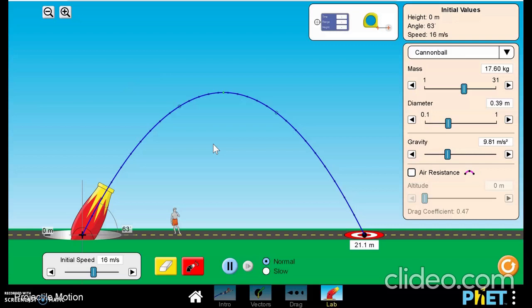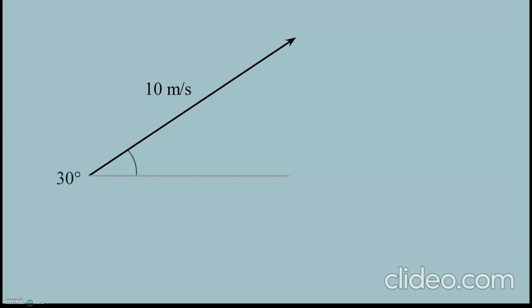So, how do we calculate the vertical and horizontal velocities? It's actually not as hard as you might think. Let me show you. Imagine you shot a cannonball at a speed of 10 meters per second and at an angle of 30 degrees from the ground. We would have to calculate the vertical and horizontal velocities.